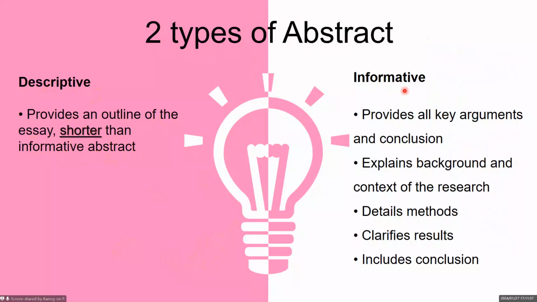And then the next type will be informative. Most of the abstracts that we commonly see will be informative. It provides all the key arguments and conclusions, explains the background, details the methods, clarifies the results, and then gives conclusions. So informative will be our style to write an abstract most of the time.